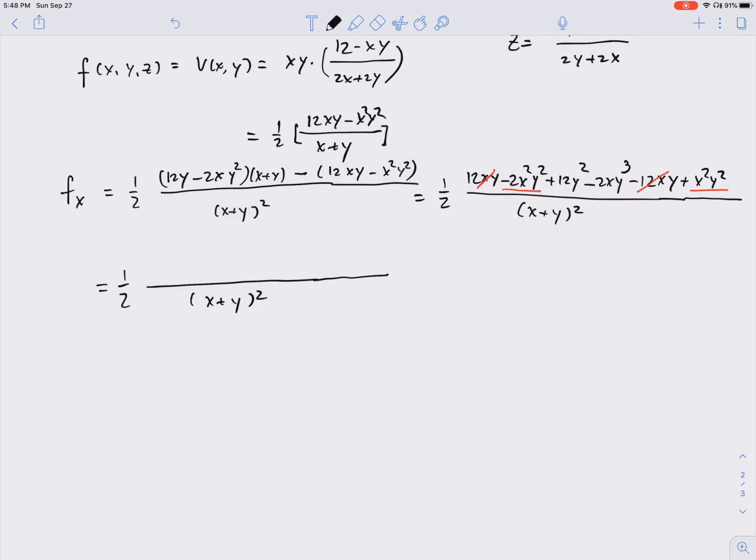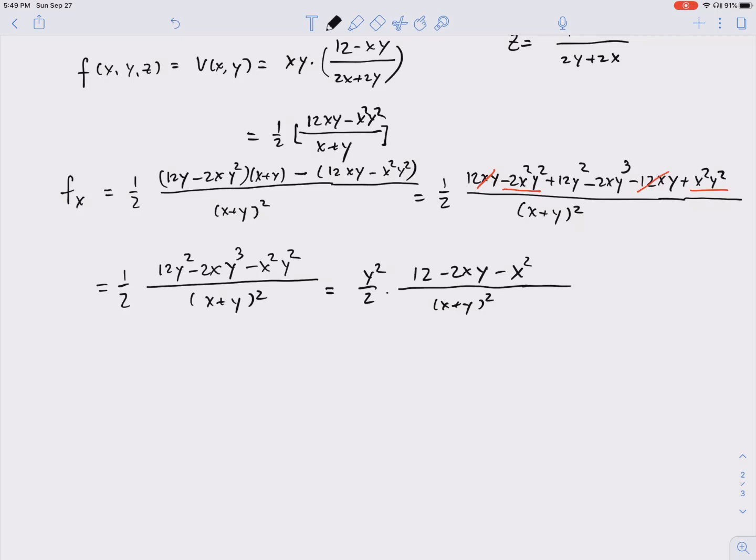And then we will have 12y squared minus 2xy cubed, and then we have minus x squared y squared, right? So let's try to erase a little bit over here, and then we're going to go over here, and then we can also factor y squared out. So we have y squared over 2, and then we have x plus y squared, and then we have 12 minus 2xy and minus x squared, and that's the one.